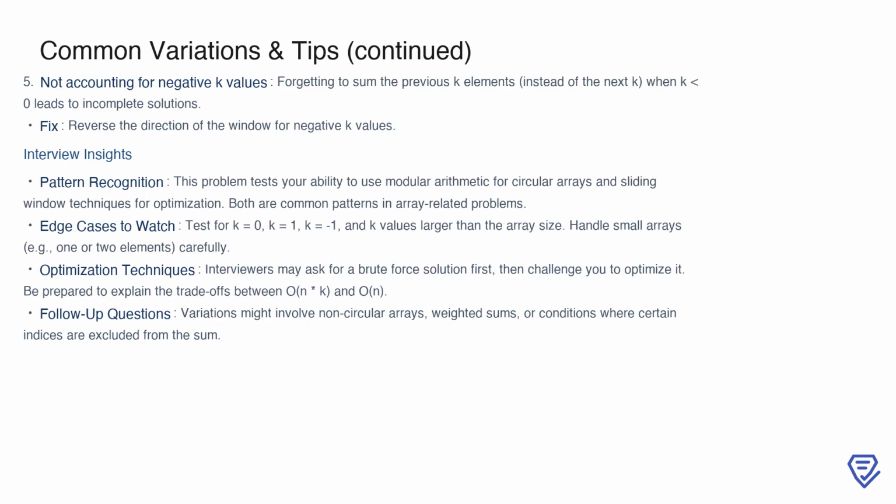Another important variation to handle is when k is negative. In this scenario, instead of summing the next k elements, you need to sum the previous k elements. Failing to reverse the direction of the summation window for negative k values results in an incomplete solution. Addressing this requires careful handling of the indices to ensure you correctly sum the leftward elements.